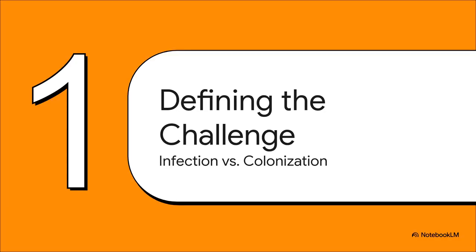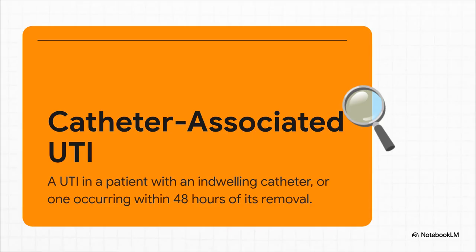All right, let's start with the absolute basics. Getting a handle on CAUTIs really boils down to one critical distinction: knowing the difference between a real infection and simple colonization. Everything else flows from this. So what's the official definition we're working with? A CAUTI is a urinary tract infection that pops up in a patient who either has a catheter in place or, and this is key, it appears within 48 hours after the catheter comes out.